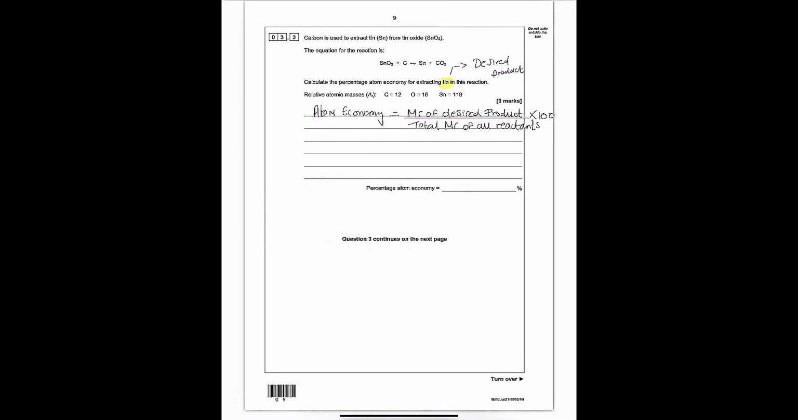Okay, so now we know that the desired product is going to be tin. I'm going to put 119 over here. And then we have to divide it by the total Mr of all the reactants. So the reactant side is over here, which I've just underlined. I'm going to write it here. That's your reactant side. You are already given the relative atomic masses for tin, which is represented by the symbol Sn, and then oxygen and carbon.